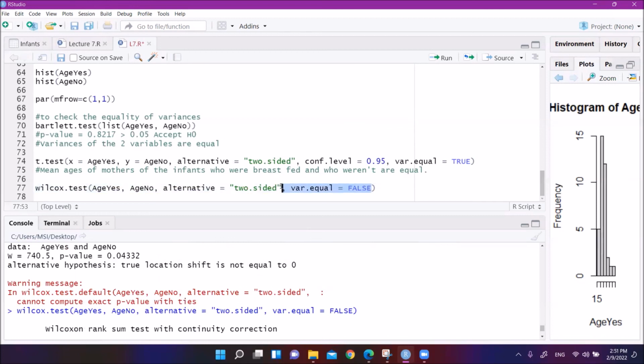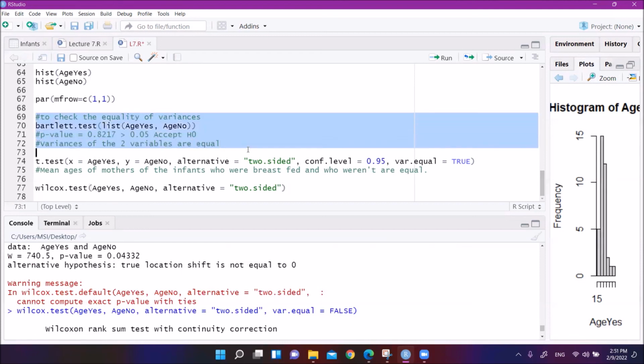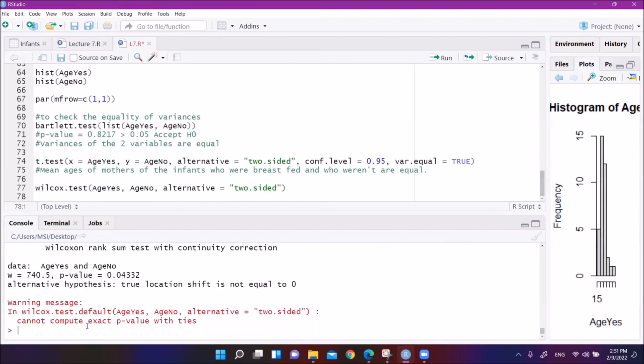For the non-parametric test, whether you're giving the equality or non-equality does not really matter, because this variance test is done only if you are doing the parametric test, right? For the non-parametric test, that is not needed. You simply can give this. You will be getting a warning message, just don't worry about that. Sometimes you will be getting it, sometimes you won't. That is because we have ties here. Ties means the same observation repeated a couple of times.